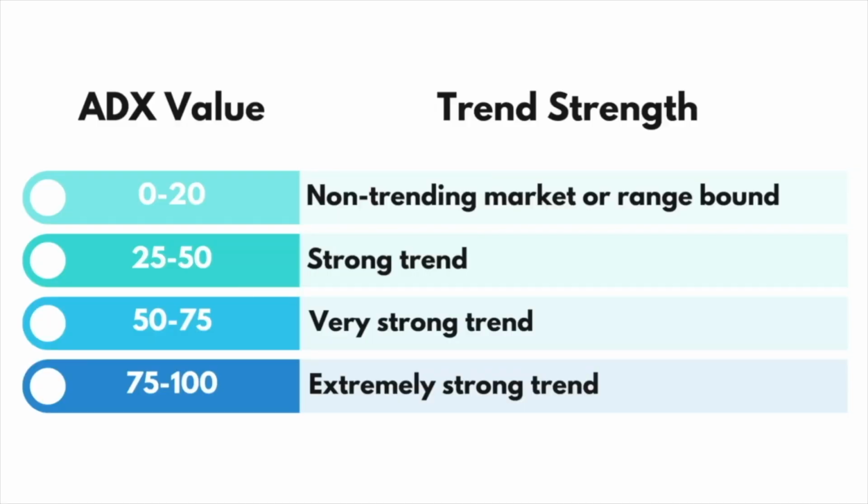The ADX fluctuates between 0 and 100, and according to Welles Wilder, the developer of the ADX, a reading below 25 is considered a weak trend. Between 25 and 50 is a strong trend. Between 50 and 75 is a very strong trend. Then between 75 and 100 is an extremely strong trend, which is often considered unsustainable.